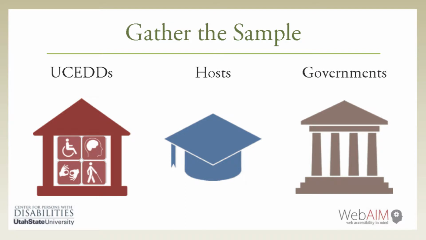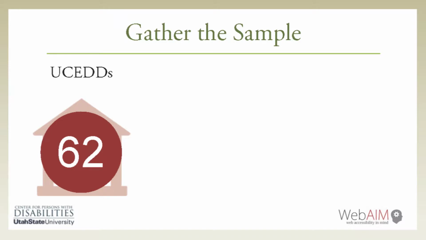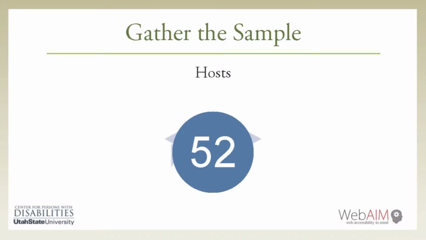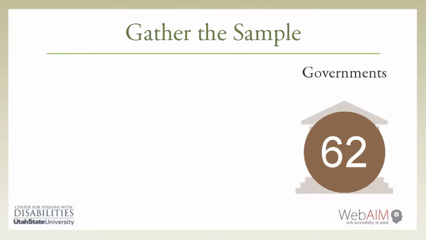Okay, so we've got those three entities, the UCEDDs, the hosts, and the state governments. There are 67 UCEDDs, but we gathered 62. It's a long story. We had some UCEDDs like Guam, the territory of Guam, where their website was just offline. It was just down. We had others where there were just some problems with some pages and contaminations of the sample. But anyway, we had 62 UCEDDs, 52 host universities that are paired with those UCEDDs, and 62 state governments.